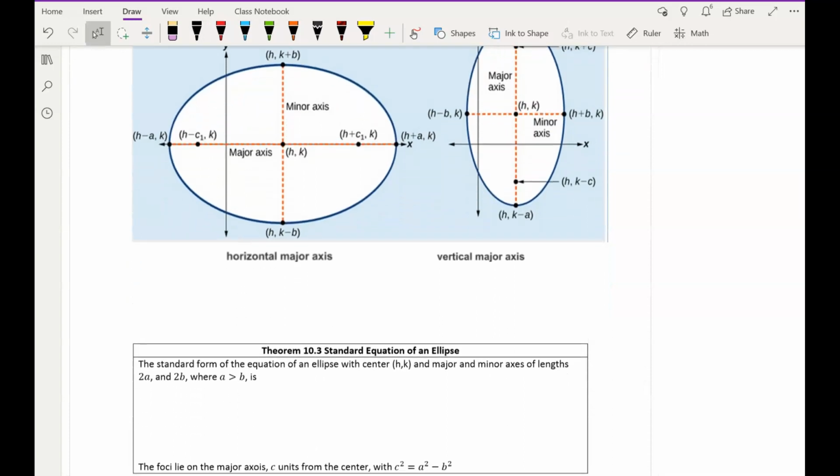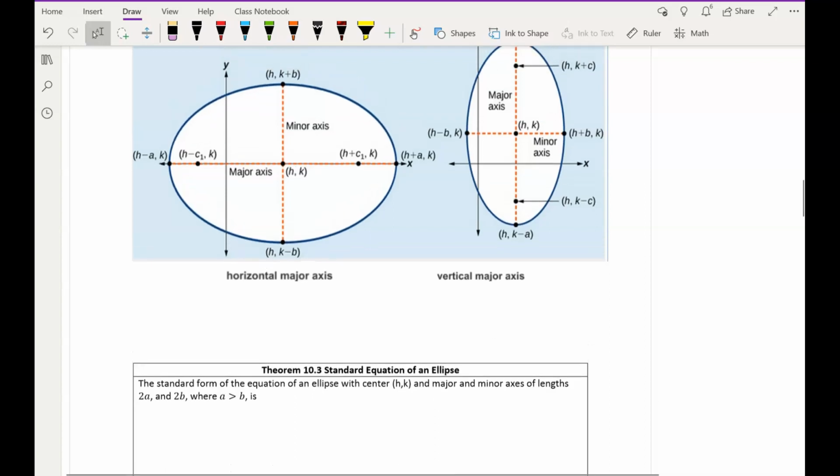Okay, so we have the standard equation of an ellipse. The standard equation of an ellipse with its center at (h, k), all of these conic sections are going to have a center at (h, k), and major and minor axis lengths of 2a and 2b, where a is greater than b. That's a key concept here for this ellipse. Keep in mind a is greater than b.